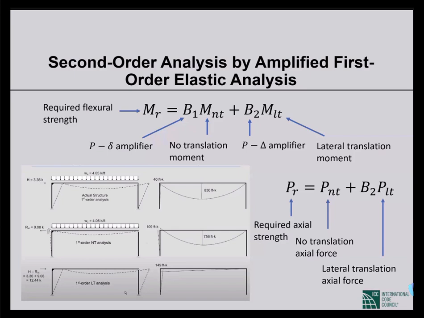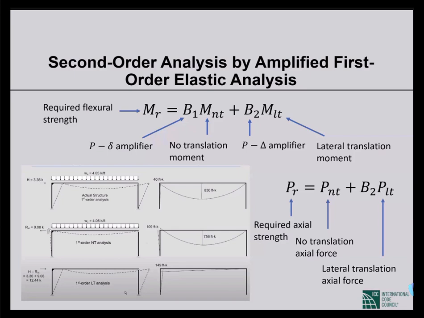For example, let's suppose that we want to analyze the portal frame shown at the bottom left. The portal frame is subjected to a gravity load, a uniformly distributed load on the beam, and a lateral load H at the beam-column joint at the left. Normally we would apply both loads and calculate the bending moments, right? But by doing that, we are not considering the P small delta and P capital delta effects.